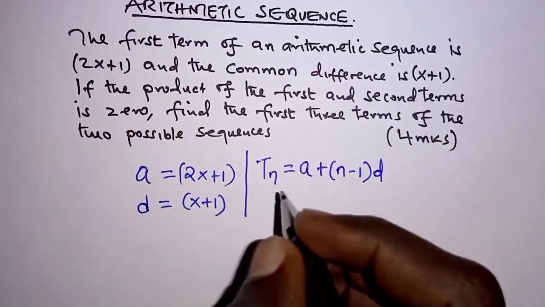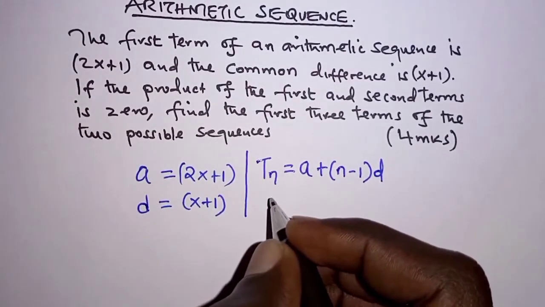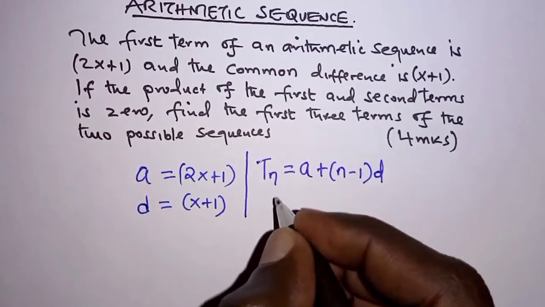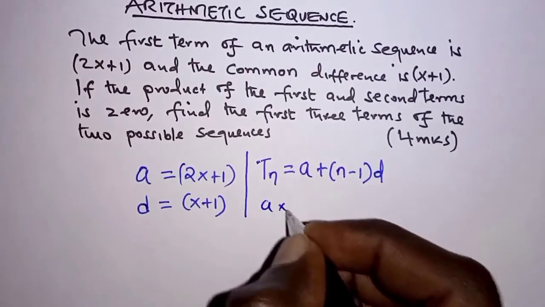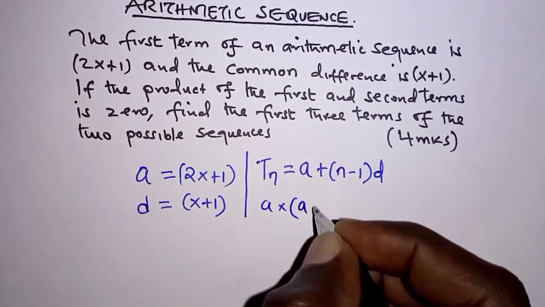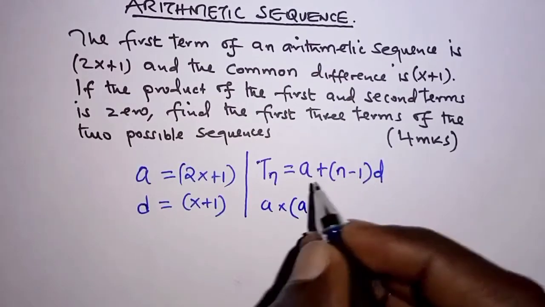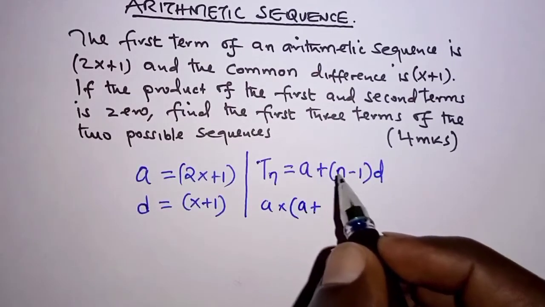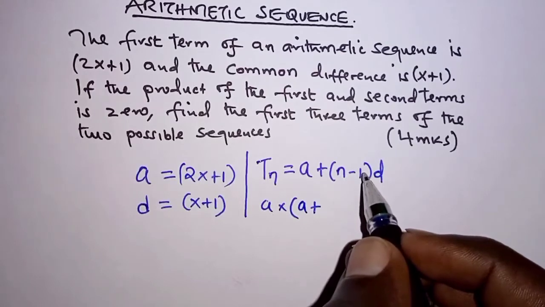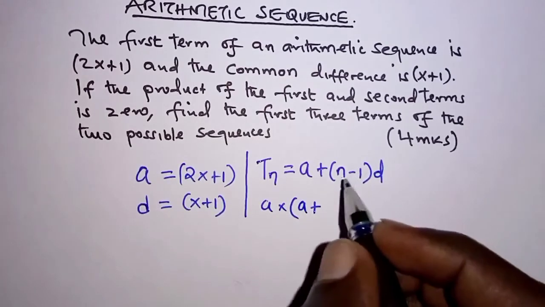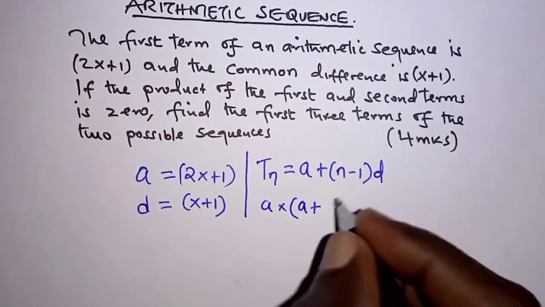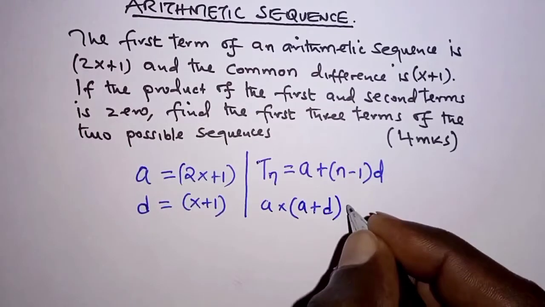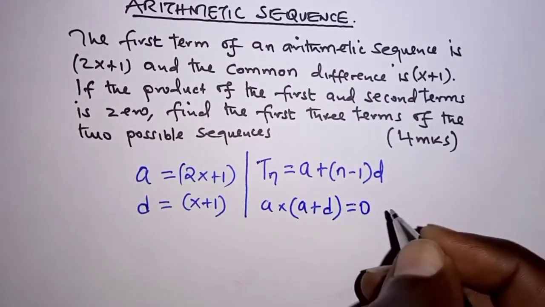So we are told that the product of the first term and the second term is 0. So we have the first term a times the second term a plus, so substituting here we have a plus n minus 1, and n is 2 for the second term. So 2 minus 1 is 1, 1 times d is d. This should give us 0.